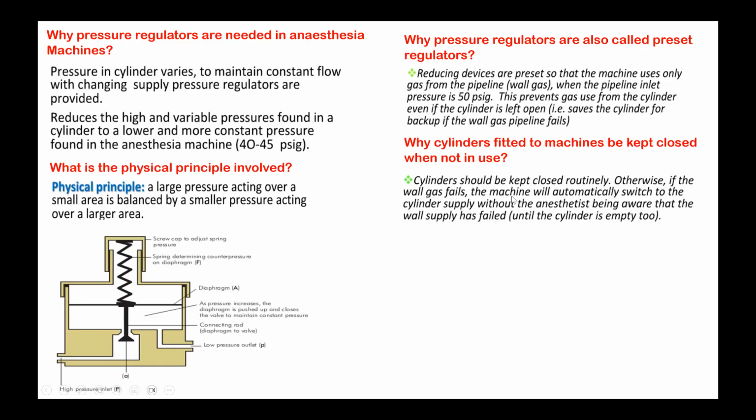Otherwise, if the wall gas fails, the machine will automatically switch to the cylinder supply without the anesthetist being aware that the wall supply has failed, until the cylinder is empty also. Okay.